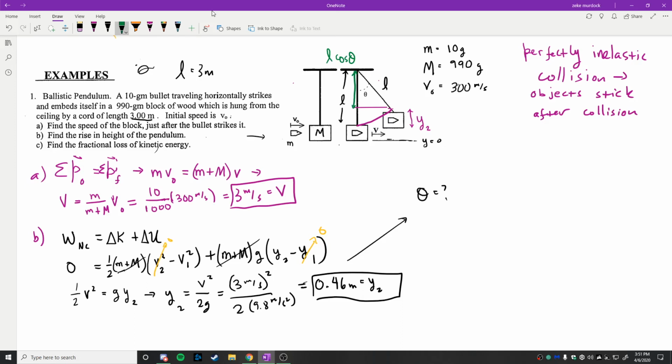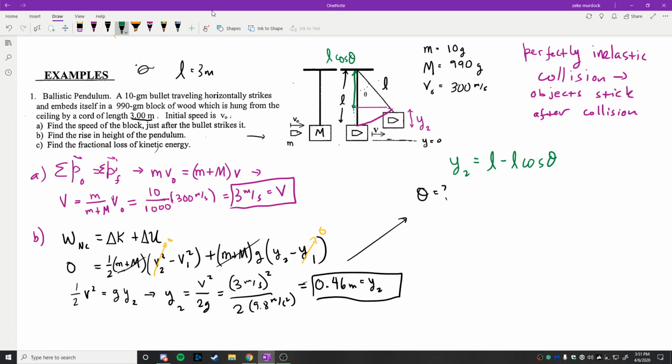And then I would say that basically y sub 2 should be equal to this distance here. And that y2 is going to be equal to L minus L cos theta. Can you guys see that? It's the total length minus the green piece. That gives you y2.